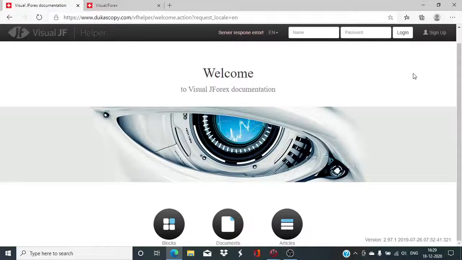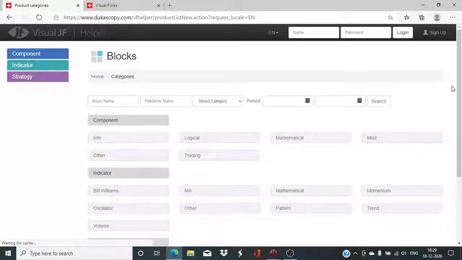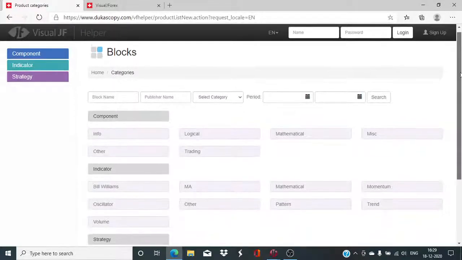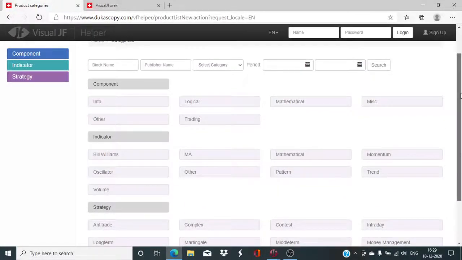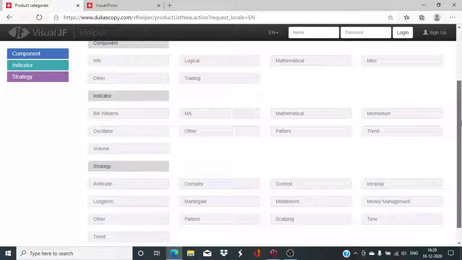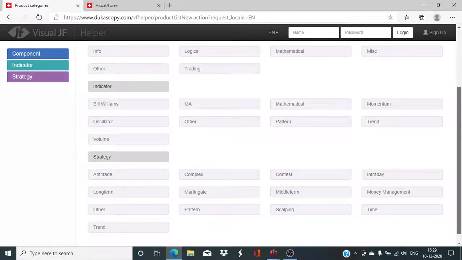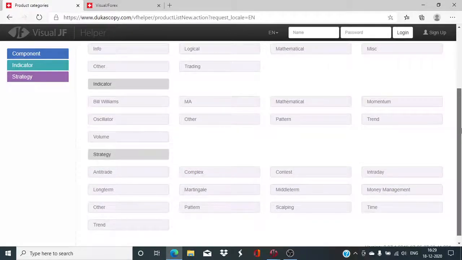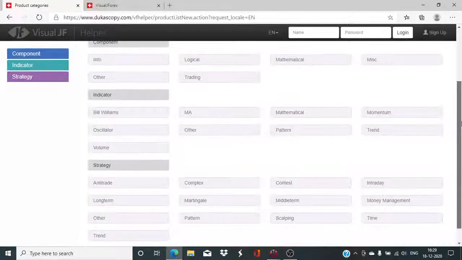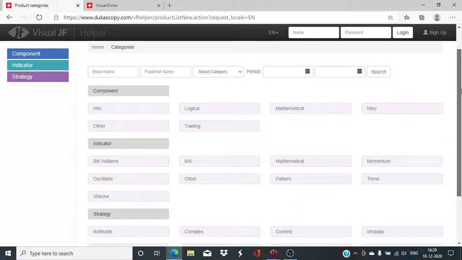Myself Vaibhav. In today's session of Visual JForex, I will be demonstrating the use of a block, which is a logical component named multiple action. We use this block to streamline the flow of an algorithm, and we can add complexity to our setup. Whenever we are working with multiple logics which need to be executed simultaneously or one after another, we can utilize this particular block.